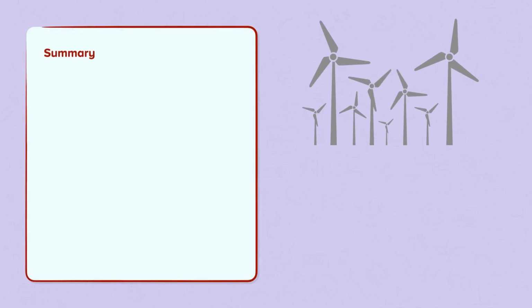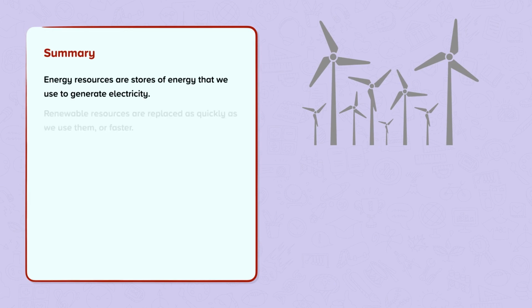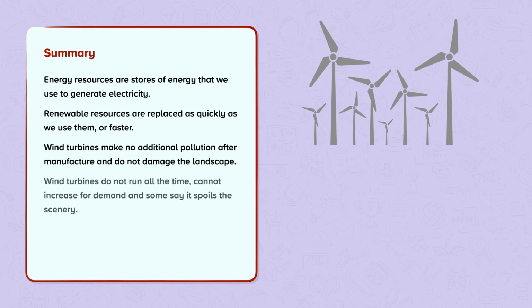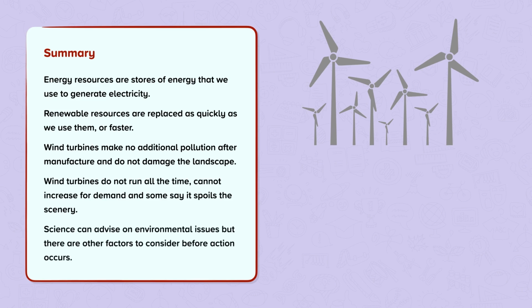Summary. Energy resources are stores of energy that we use to generate electricity. Renewable resources are replaced as quickly as we use them, or faster. Wind turbines make no additional pollution after manufacture and do not damage the landscape. Wind turbines do not run all the time, cannot increase for demand, and some say it spoils the scenery. Science can advise on environmental issues, but there are other factors to consider before action occurs.